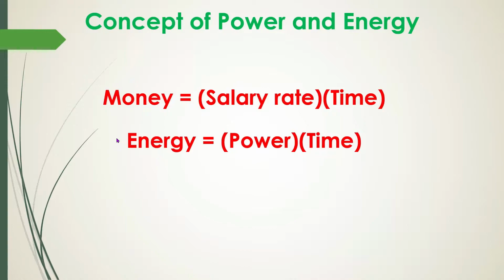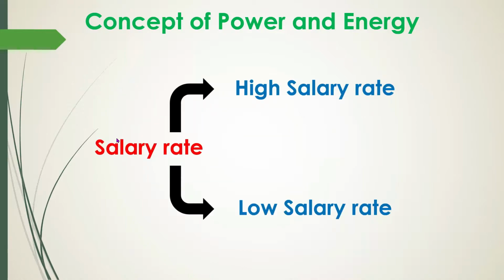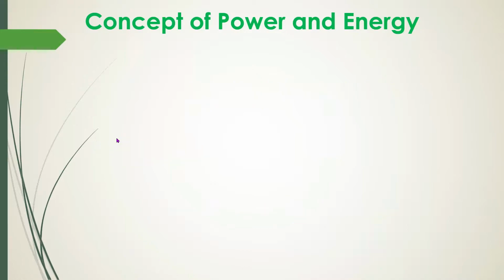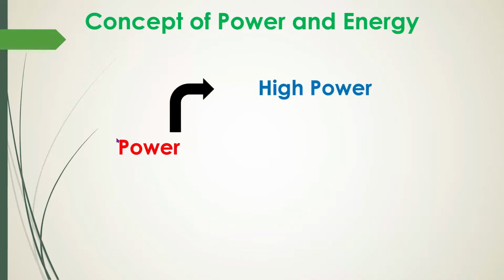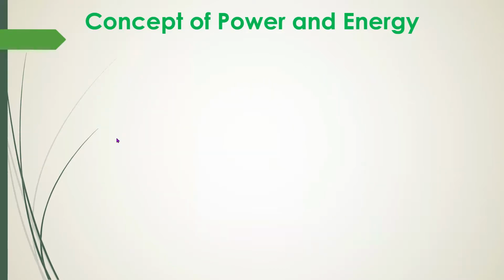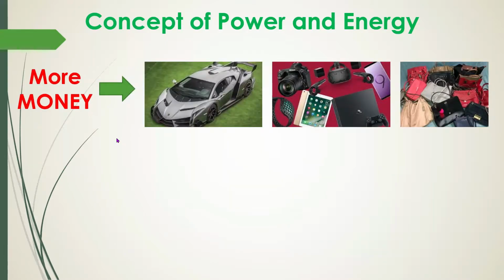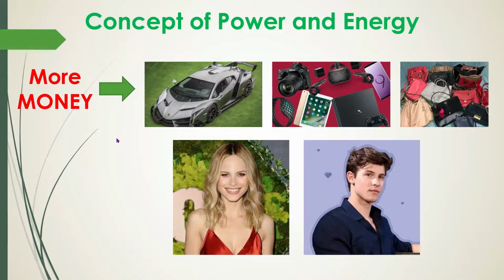You can have the salary rate in two ways, the high salary rate and the low salary rate, same also with the power, you have high power and low power. Having a high salary rate means you can earn more money at a given working time, which leads to more money to buy expensive things, gadgets, girlfriends, or boyfriends. Please note that the boyfriend and girlfriend is just a joke.